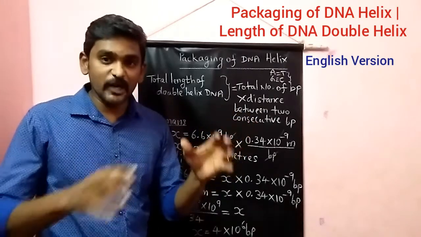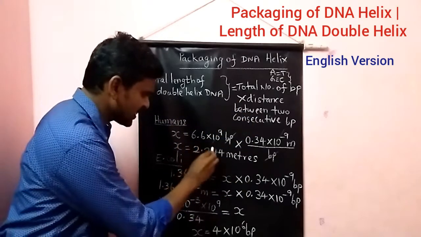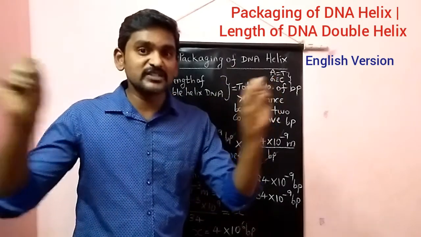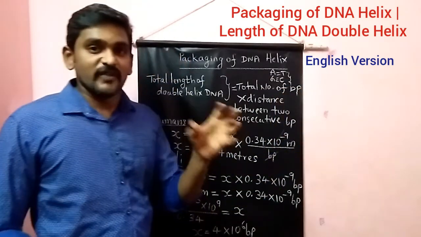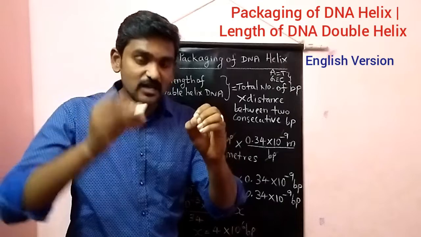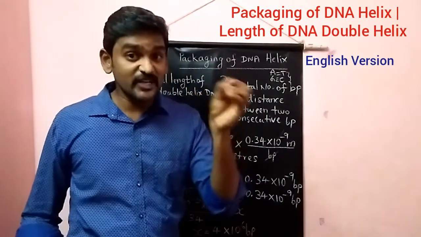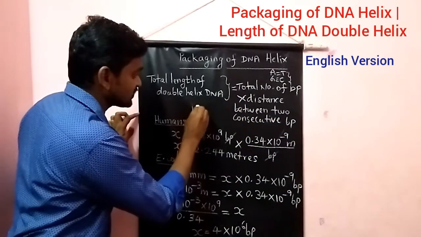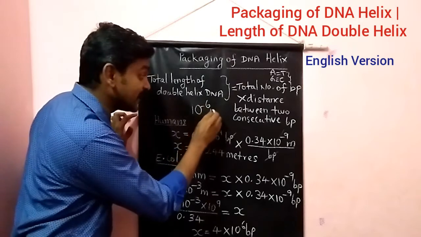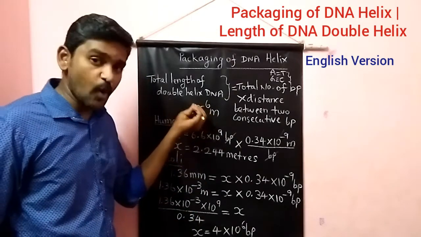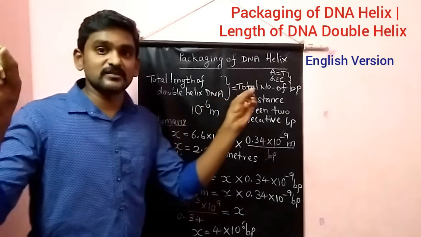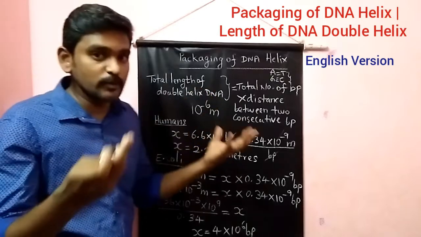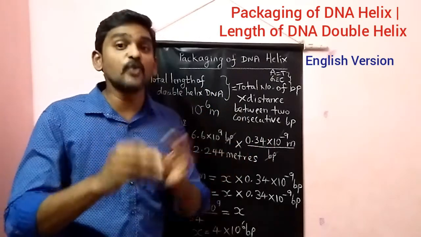Now coming to the concept, you can see here 2.244 meters. You can imagine the length. You can imagine how much 2 meters is. When you take the cell, inside the cell the nucleus will be a smaller one. So if you take the nucleus, what is the dimension of the nucleus? The dimension of the nucleus is 10 to the power of minus 6 meters. You can imagine. Within this small nucleus, a 2 meter length of DNA has to be compactly packed. How will it be packed? That is one mechanism of how they will be packed.